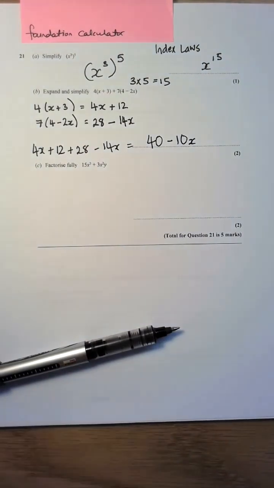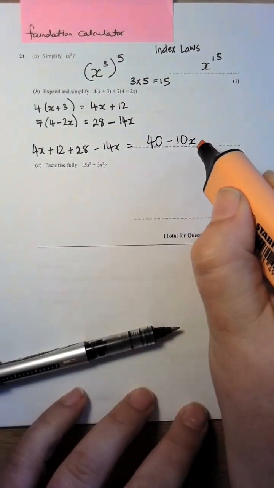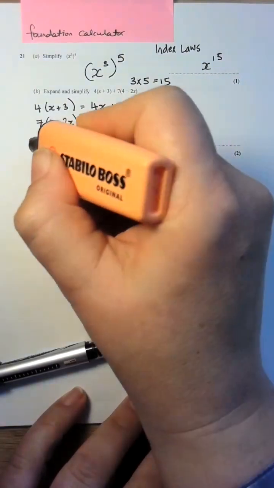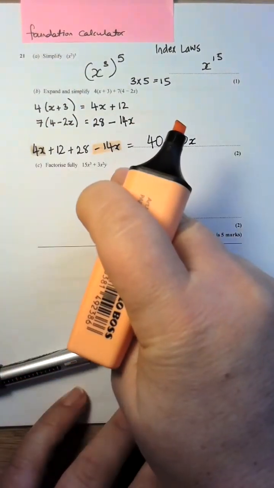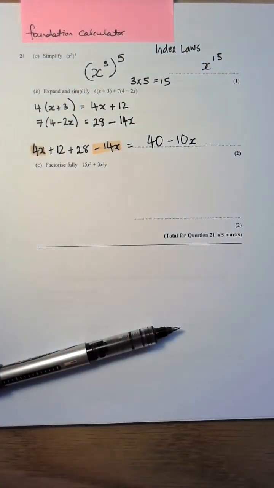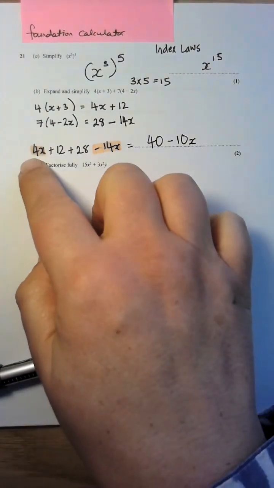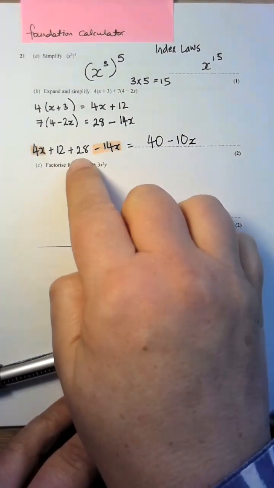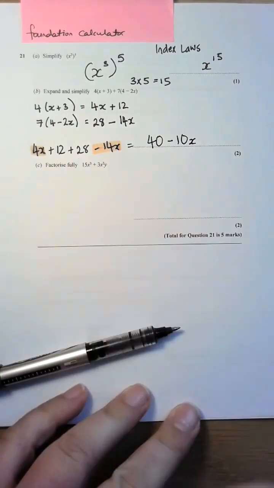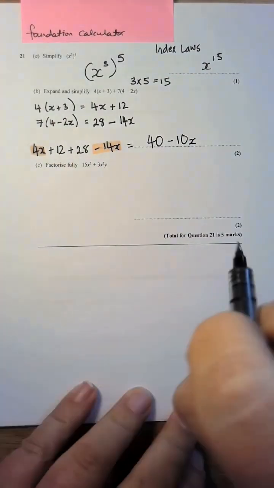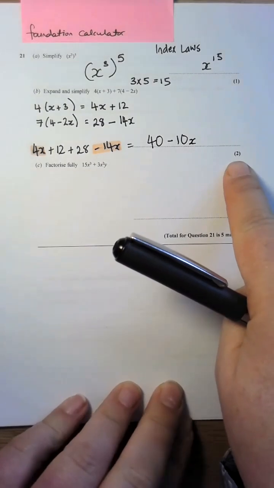If you thought that you were then going to combine these, please don't. You take these two terms, they've got x's in it. These are the like terms. You take 4 and subtract 14. Here, they're like terms because there's no x's, so you add those together. Great, you get 2 marks for this one.